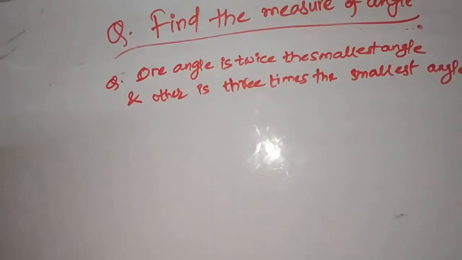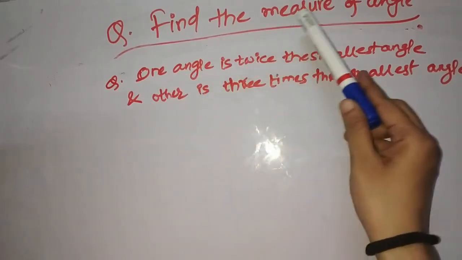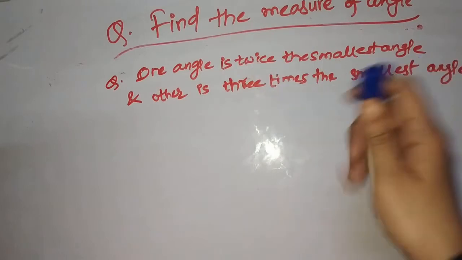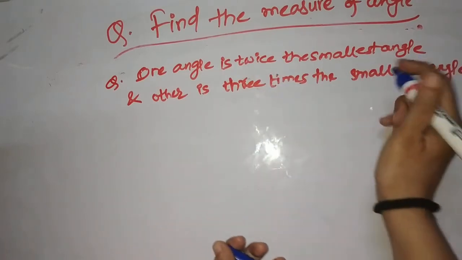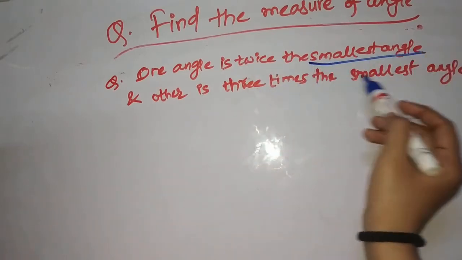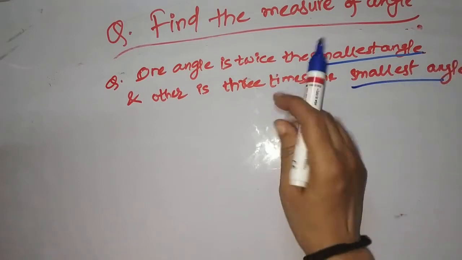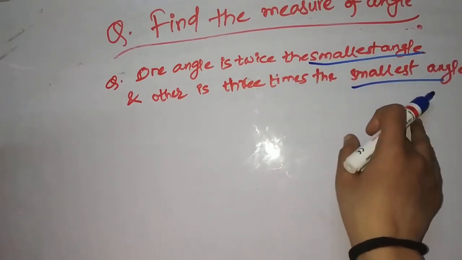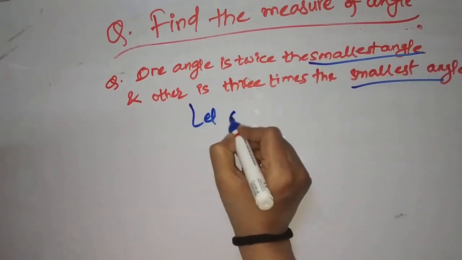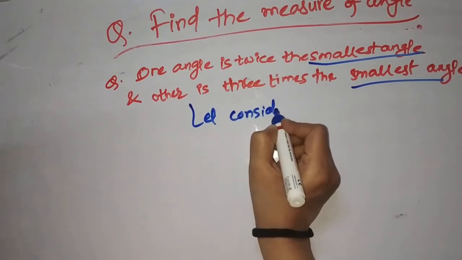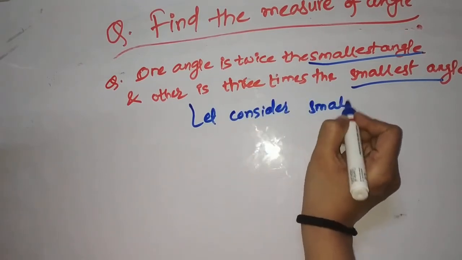So friends, now another condition is given: find the measure of angle. One angle is twice the smallest angle and the other is thrice the smallest angle. So friends, here it is given according to the smallest angle. So we will consider the smallest angle first. Let's consider the smallest angle is x.